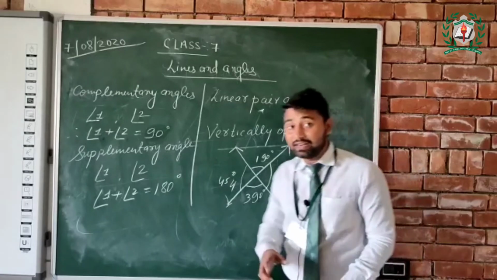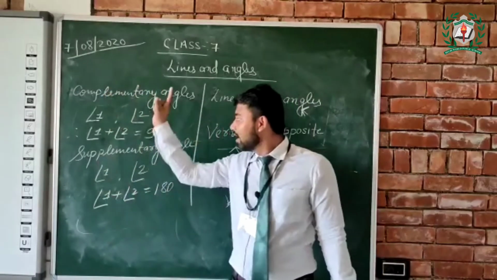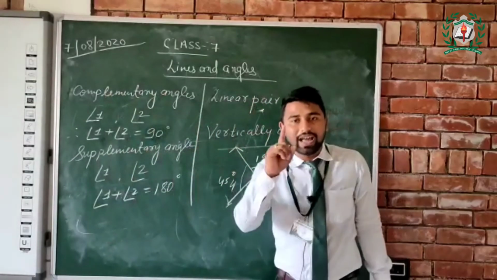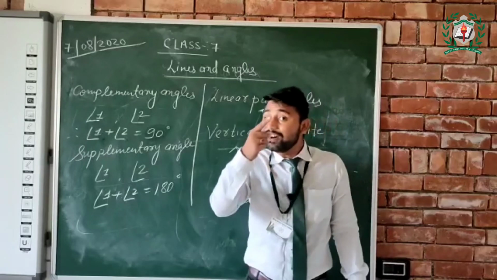That's it. So we have discussed four kinds of angles: complementary angle, supplementary angle, linear pair, and vertically opposite angle. So students, try to solve all the problems in your first exercise.